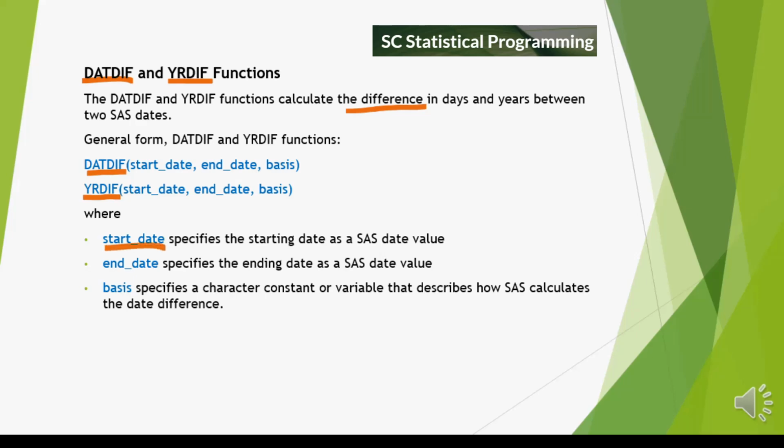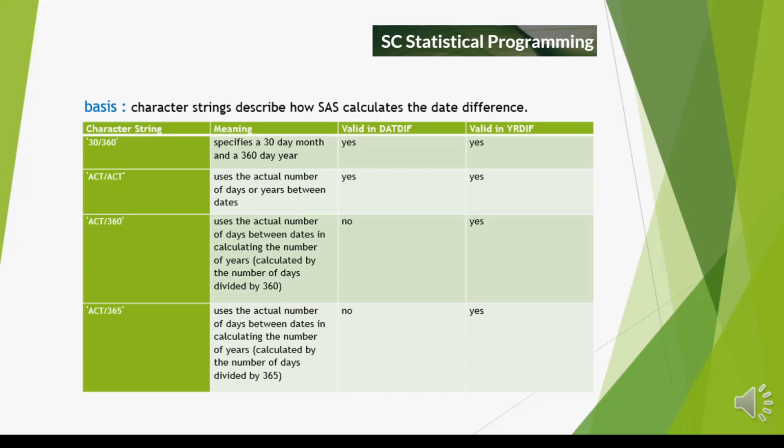Start date specifies the starting date as a SAS date value, and end date specifies the ending date as a SAS date value. And the basis specifies a character constant or variable that describes how SAS calculates the date difference. So we have four bases. All four bases are valid for YRDIF, and only the first two bases are valid for the DATDIF function.